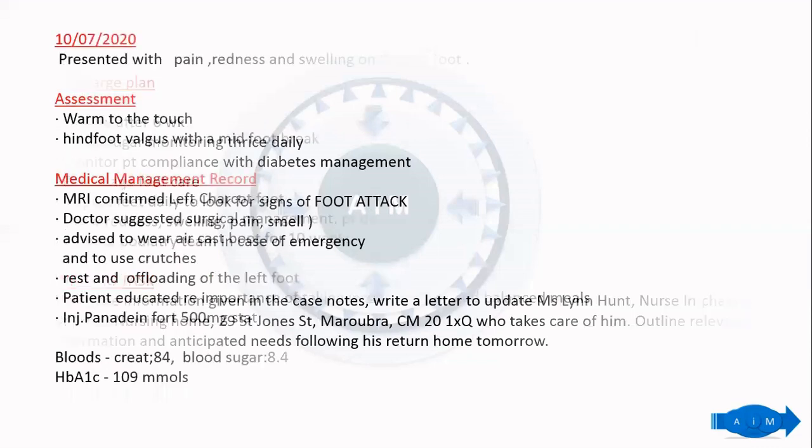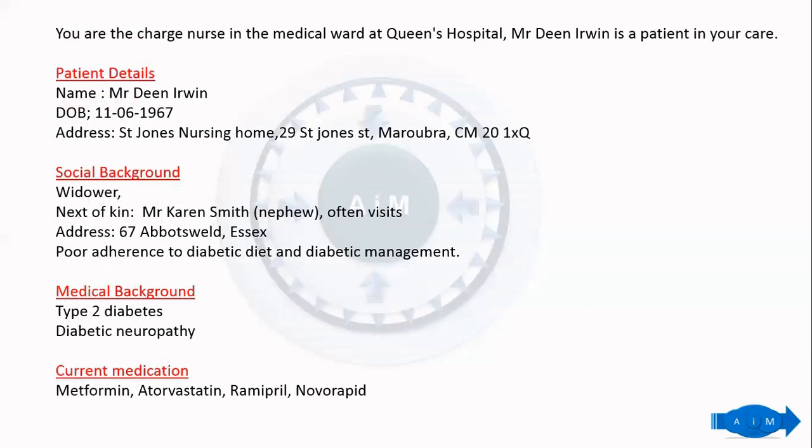Patient details: name of the patient Dean Irwin, date of birth 11/6/67. Social background says he's a widower. Next of kin details: poor adherence to diabetic diet and diabetic management. This is a kind of medical information which is given under the social background, but it is one of the possibilities. It can happen sometimes in the OET.